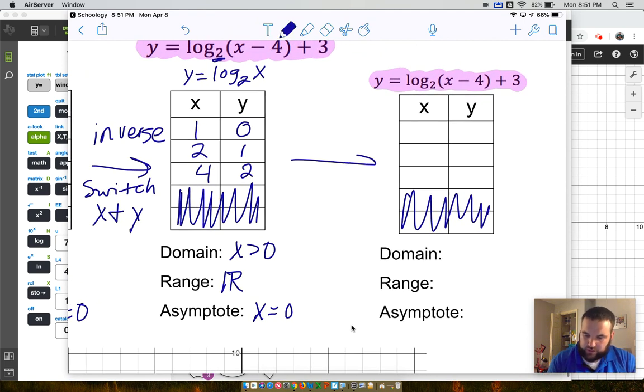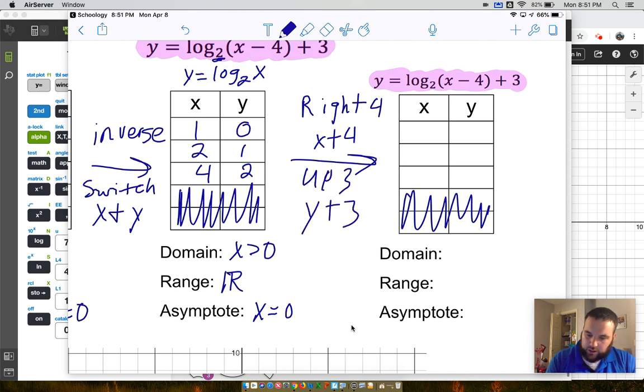Once we have the log base 2 of x, now all I'm going to do is I see the x minus 4, which means I'm going to move to the right 4 units, which means x is going to be added by 4. And I see that plus 3. I'm going to move up 3, so y is going to add 3. So if I do that for each of those values, add 4, not add 5. Add 4 to the x's. And I'm going to add 3 to the y's, so it'd be 3, that'd be 4, that'd be 5.